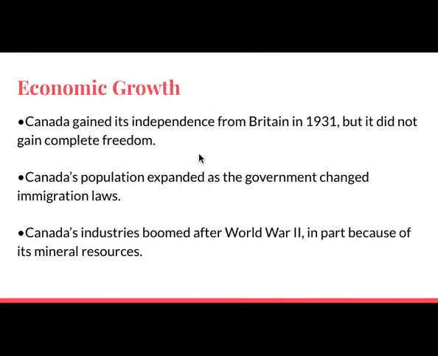Canada gained its independence in 1931 but had not gained complete freedom. Canada's population expanded as the government changed immigration laws, and Canada's industries boomed after World War II in part because of its many, many resources. So it's going to become this flourishing nation because of its independence, population growth, and the overall industry and economic activity that can come about.